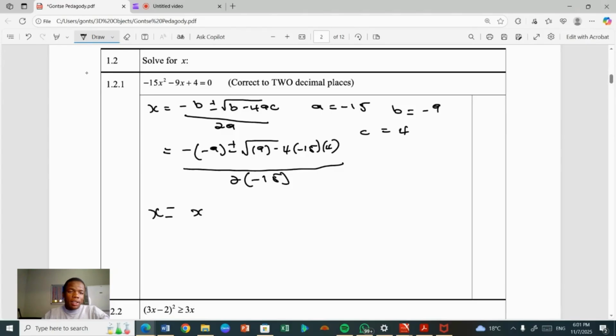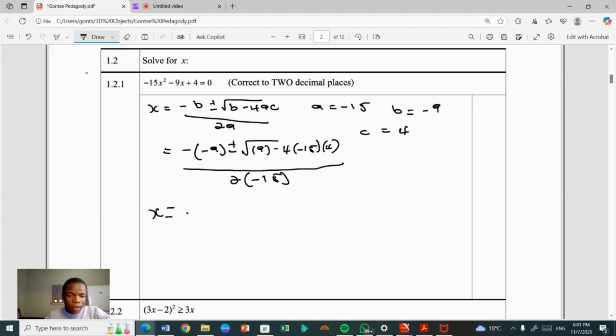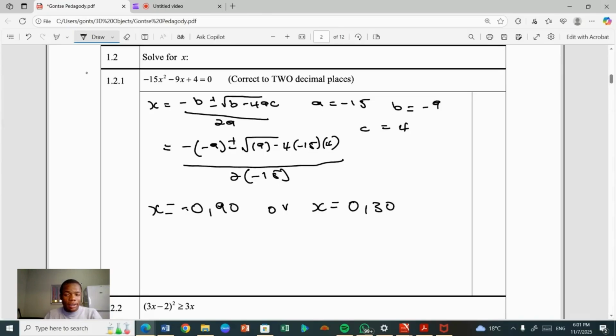x is equal to negative 0 comma 90, or x is equal to 0 comma 30. Then these are your answers. These are your values of x.